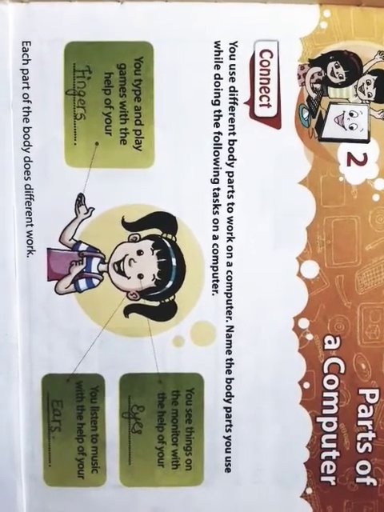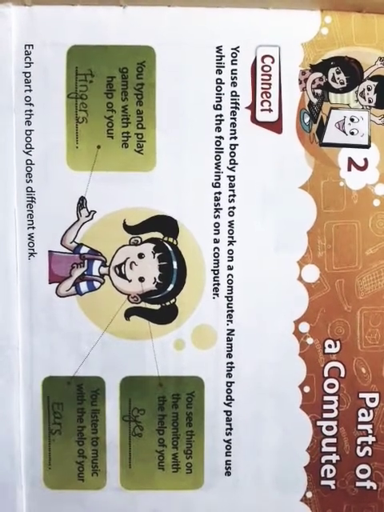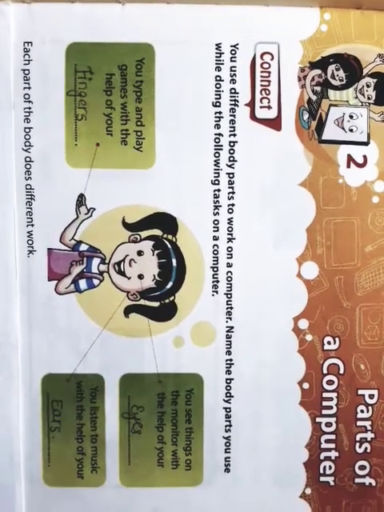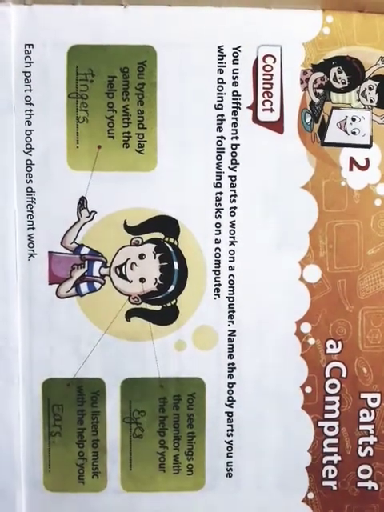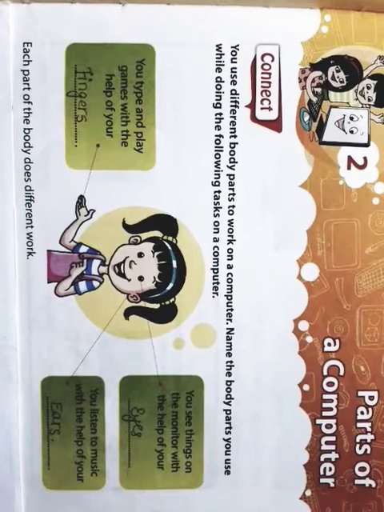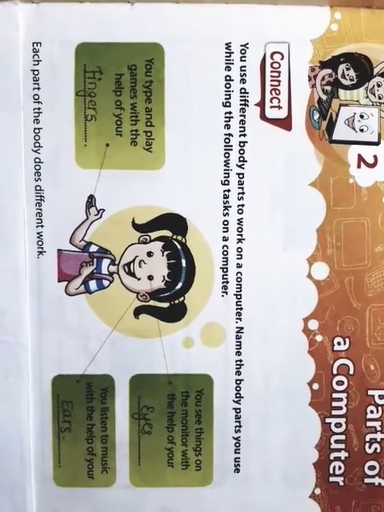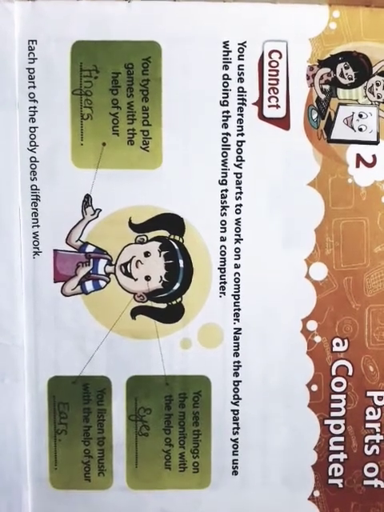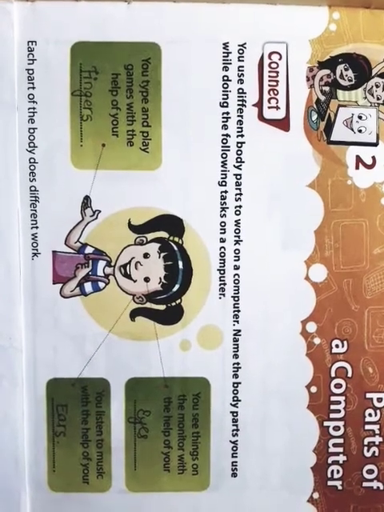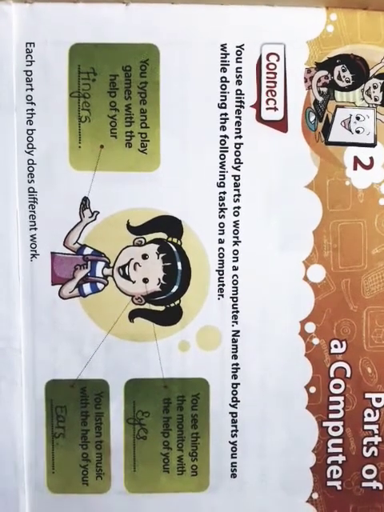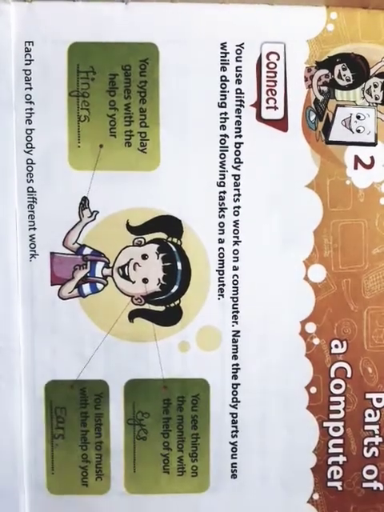You can use different body parts to work on a computer. Name the body parts you use while doing the following task on a computer. So, let me read the question at the left side. You type and play games with the help of your, answer is fingers. Dear students, you do typing and you play games using your fingers.